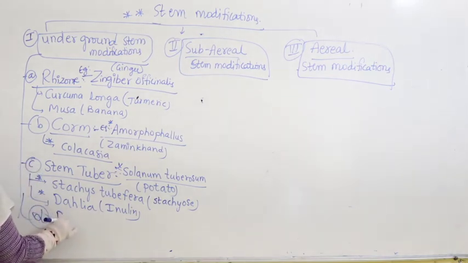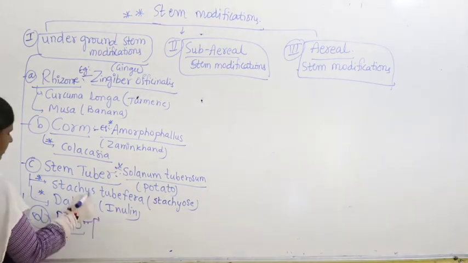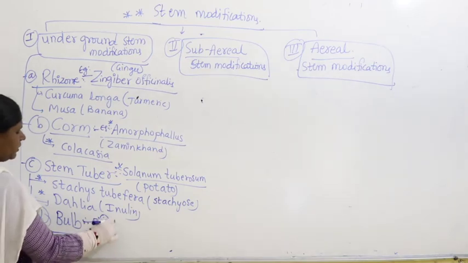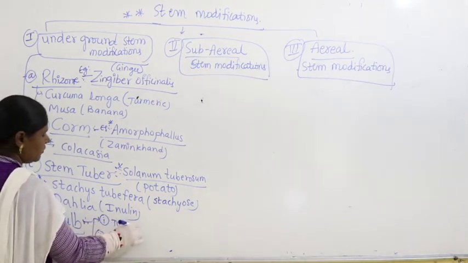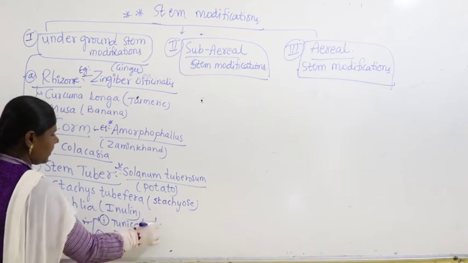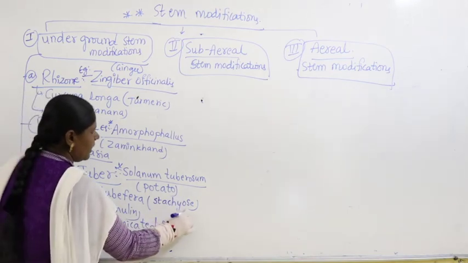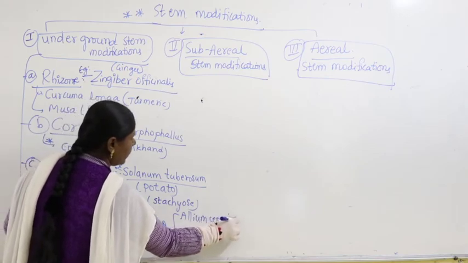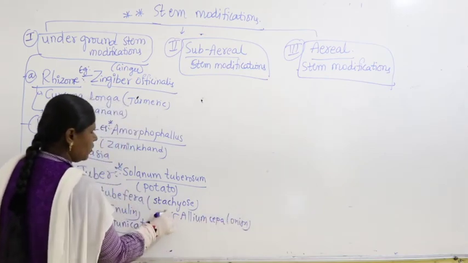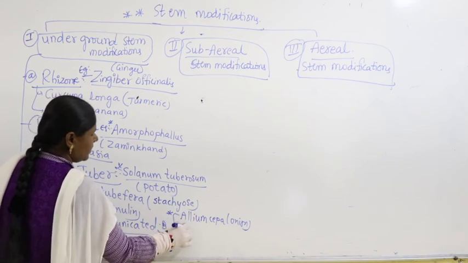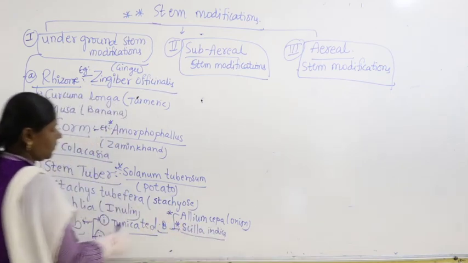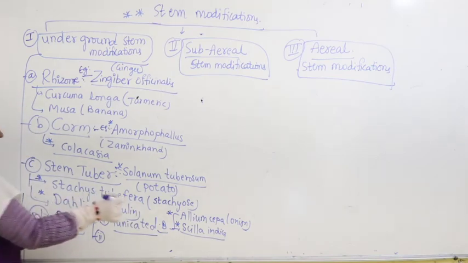Then the next one is bulb. In this we study two types. What are the two categories? Imbricated bulb and tunicated bulb. So the first one we are writing is tunicated bulb. What are the examples? Allium cepa, commonly called onion. Yes or no? And the other one is Scilla indica. Yes, so all the examples.